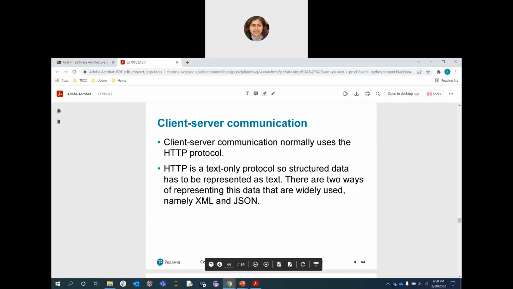If you are interested, please just Google it and get more details about the HTTP protocol and how it plays such a big role in your client server communication.